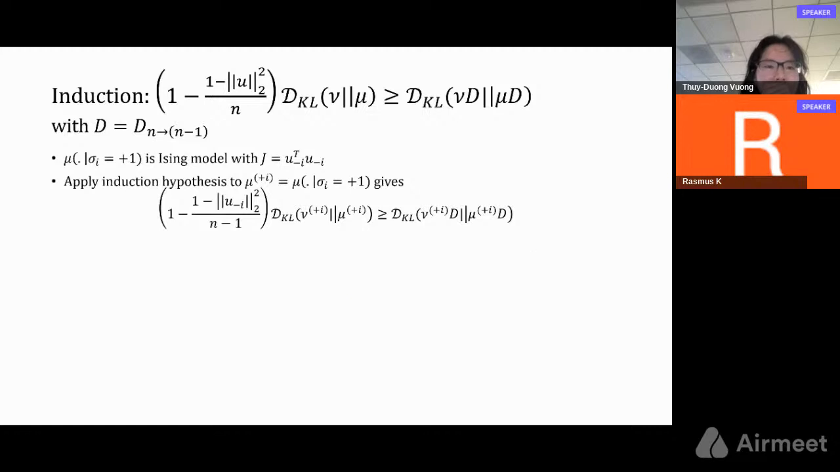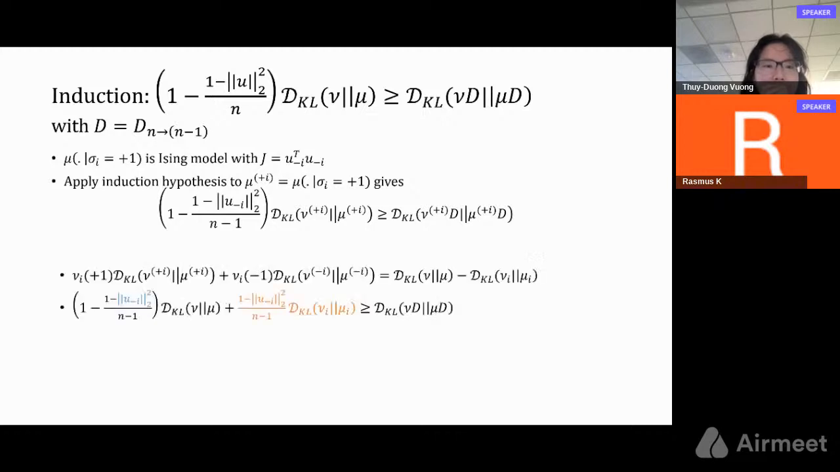We get this inequality, right? So we can sum this inequality over the plus and the minus spin according to some weight, so that we almost recover the KL distance between mu and mu, but we are off by this term, KL of mu i and mu i. Remember that mu i is the marginal on the i-th spin, sorry, on the i-th atom. That was defined in the previous slide. So we will get this inequality.